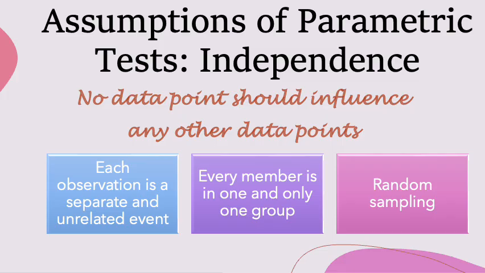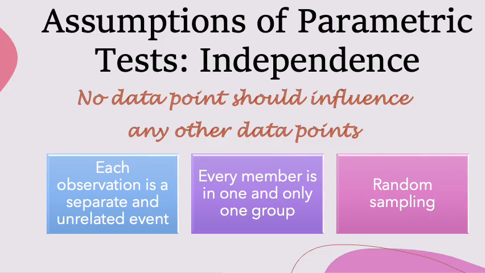The third assumption common to many parametric tests of statistical analysis is independence of the data. Similar to the assumption of normal distribution, different tests will require different data to be independent. So what do we mean by independence of the data? Independence of the data means that no one data point influences another data point in the data set.